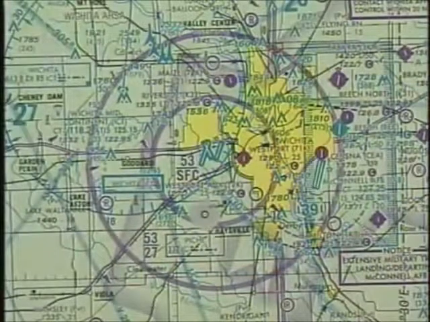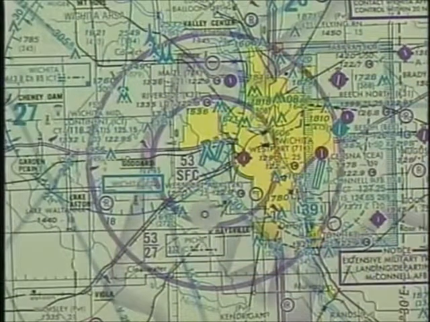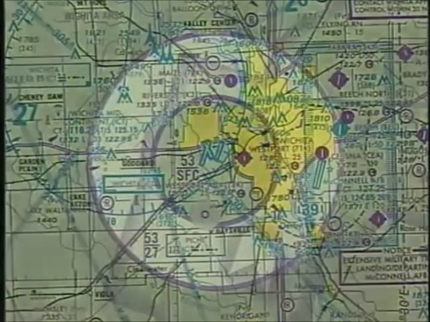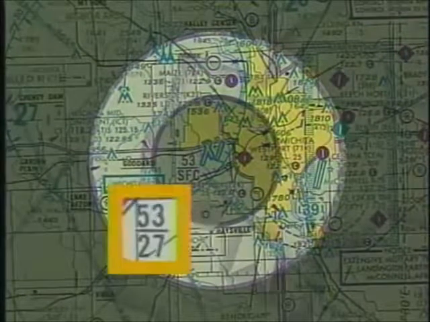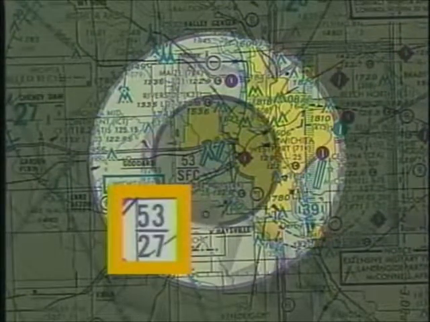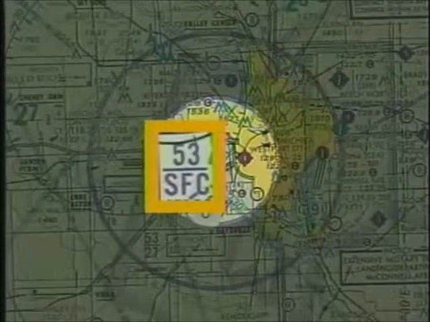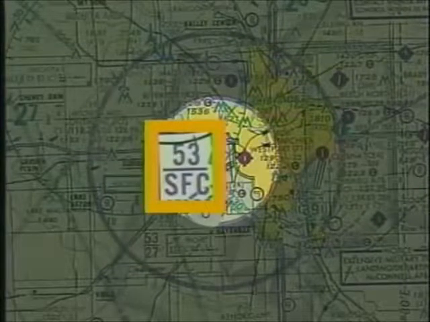Class C vertical limits are shown in hundreds of feet MSL. The upper limit is printed over the lower limit or floor of the airspace. In this example, Wichita's outer circle has an upper limit of 5,300 feet MSL and a floor of 2,700 feet. The inner circle has the same upper limit, but the floor extends down to the surface.